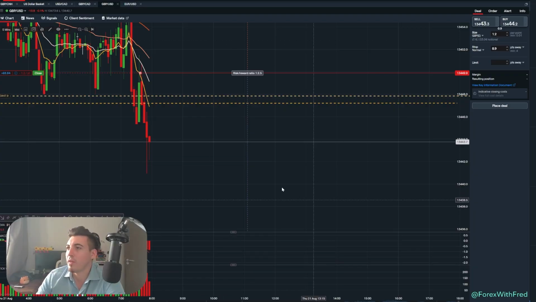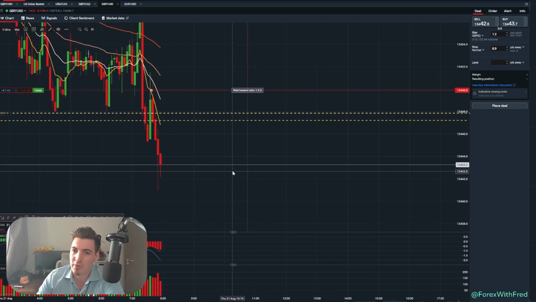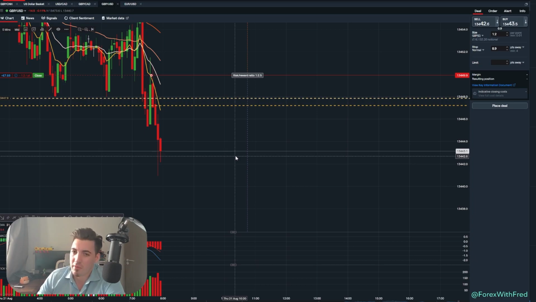So nice to see this push closing below these previous support lines. It gives me quite a lot of confidence.